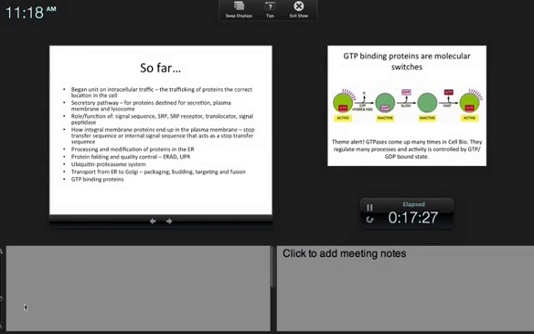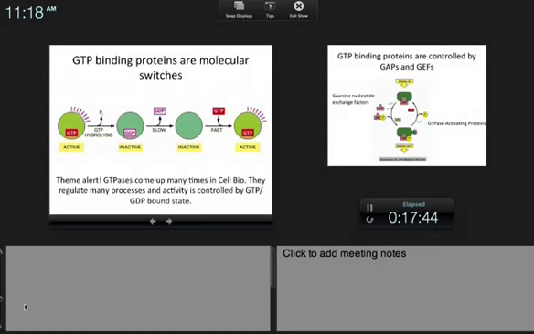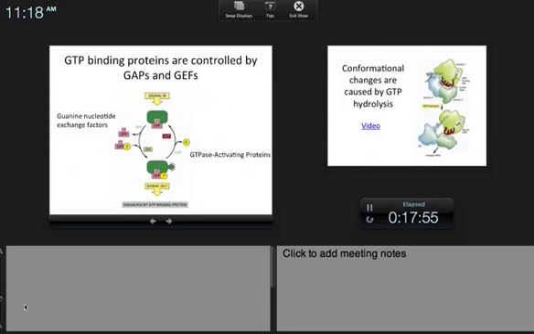Processing and modifications of proteins in the ER, protein folding, quality control, ERAD, UPR, ubiquitin proteasome system, transport from the ER to Golgi, so packaging, budding, targeting, fusion, and then we kind of stopped with GTP binding proteins, right? And when I was talking about molecular switches, and that this is a theme, and we're going to see it again and again, that GEFs activate because they'll get rid of GDP and add a GTP, and GAPs turn things off because they hydrolyze GTP to GDP, right?